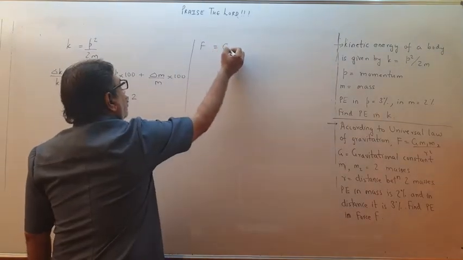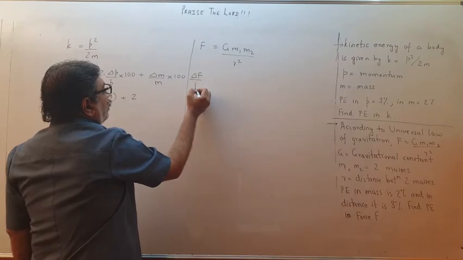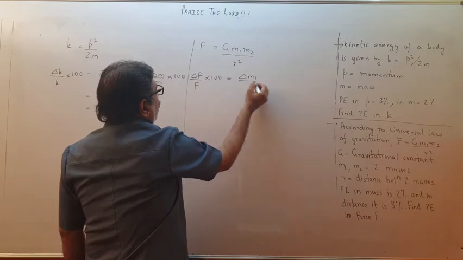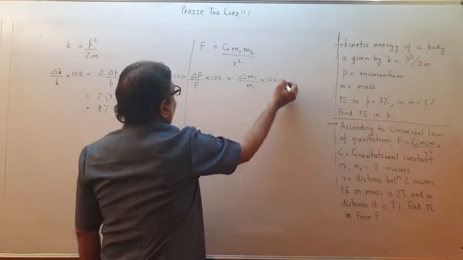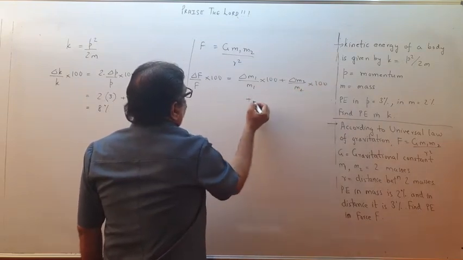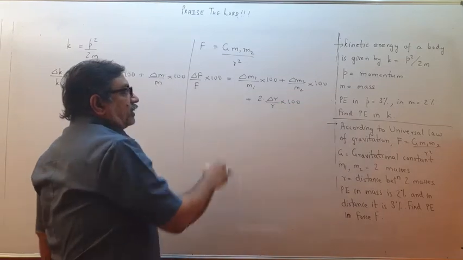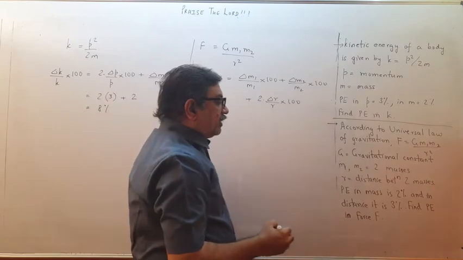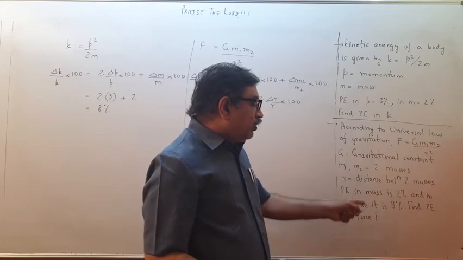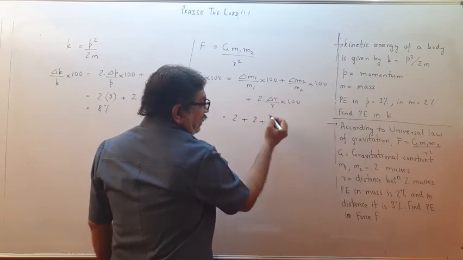Force is given by the formula G M1 M2 upon R square. So delta F upon F into 100 is, G is constant, delta M1 upon M1 into 100 plus delta M2 upon M2 into 100 and plus 2 times delta R upon R into 100 because of R square. What is the percentage error in mass? 2%. So whether it is M1 or M2, the percentage error will remain the same for both the masses, 2%. So this is 2, this is 2.